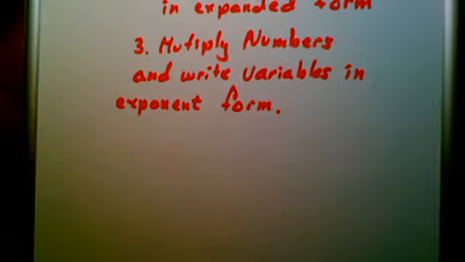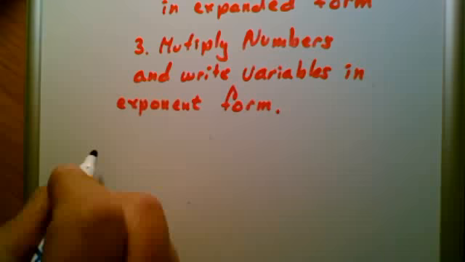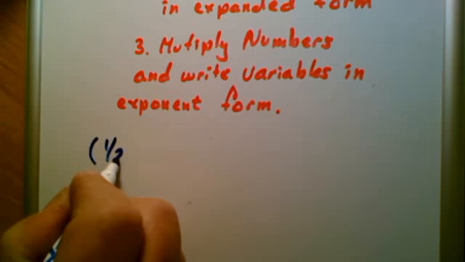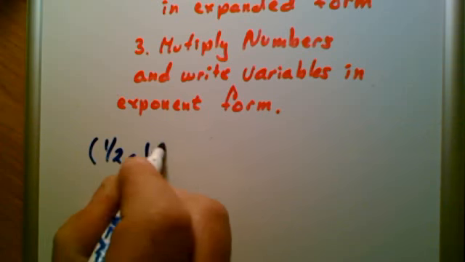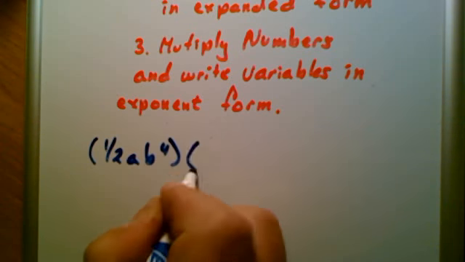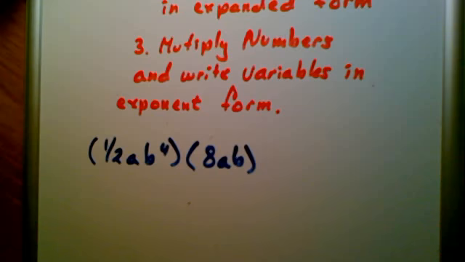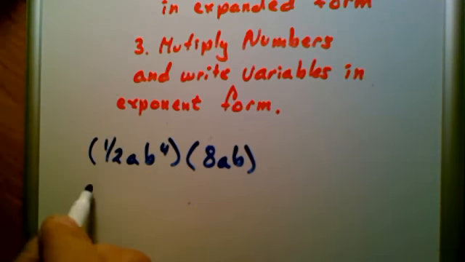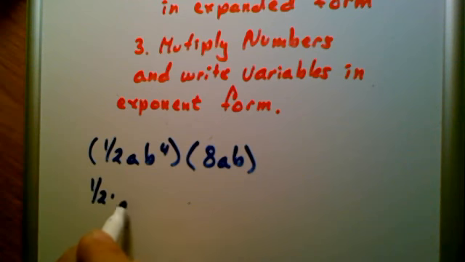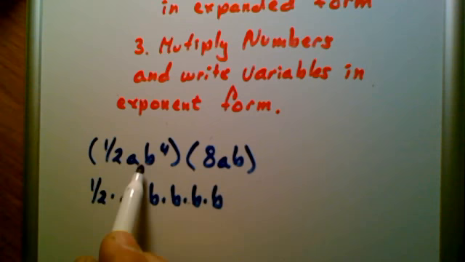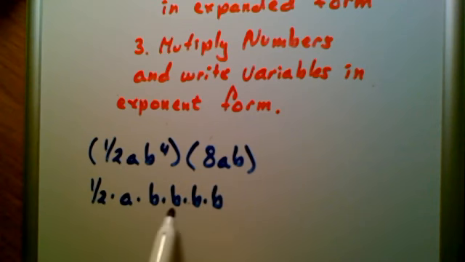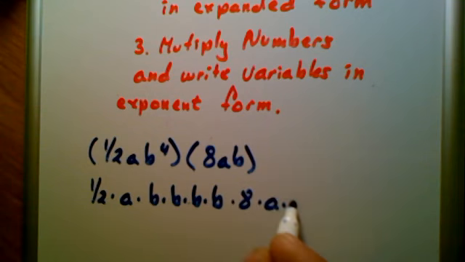Okay, the last problem involves a fraction, parentheses, 1/2 ab to the fourth power, parentheses, 8ab. In this problem here, we're going to write it out in expanded form, so that's 1/2 times a times b times b times b times b. b to the fourth is b times b times b times b, times 8 times a times b.